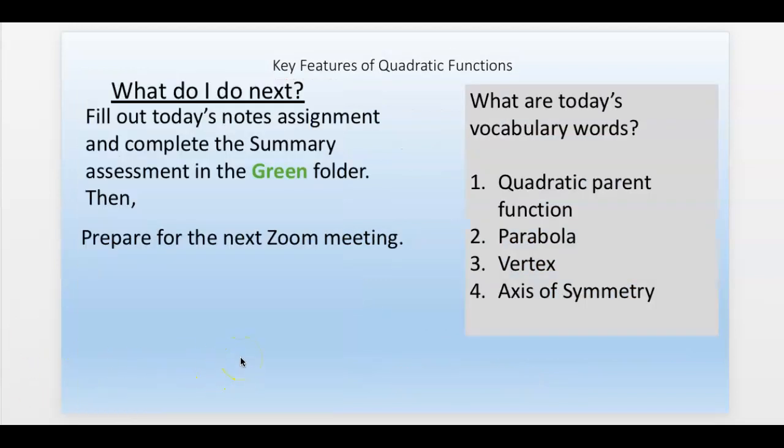All right, guys, right now, go ahead and fill out today's notes assignment and complete the summary assessment, which is in the green folder. Then get ready for the next Zoom meeting. These are the vocabulary words you're going to need for the notes assignment: quadratic parent function, parabola, vertex, and axis of symmetry.